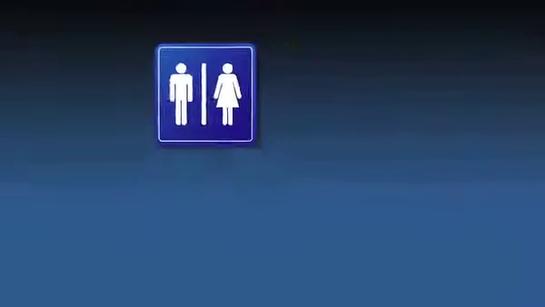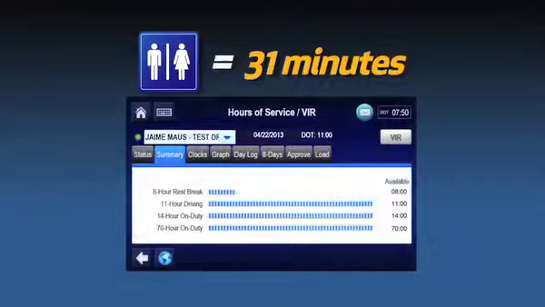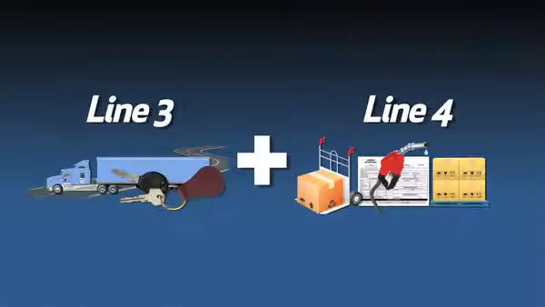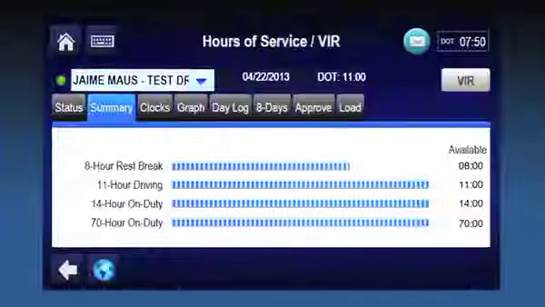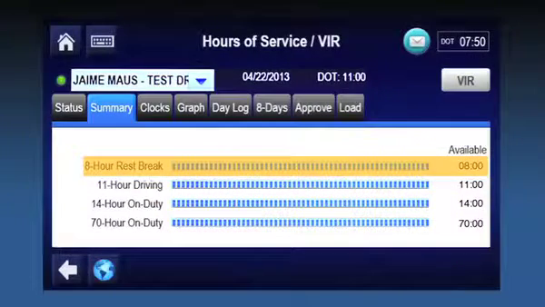However, if you stop and it takes you 31 minutes, your 8-hour clock will restart. In this instance, as soon as you start working again, or go on line 3 or line 4, you'll have a full 8 hours on the rest break rule.